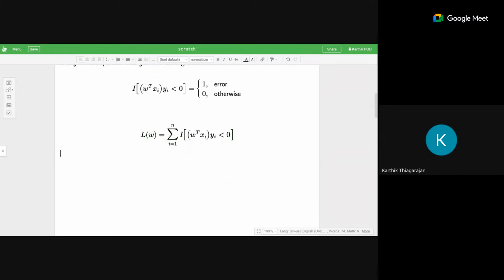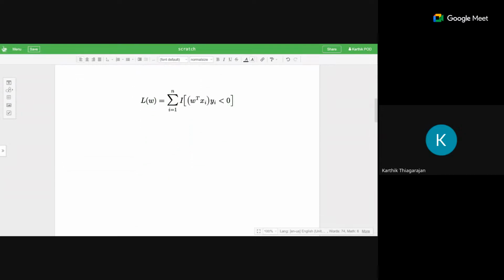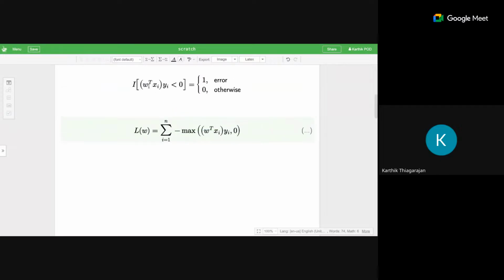So now there is a nice way of expressing this, right? So this is max of W transpose Xi Yi, comma 0, with a negative sign. Okay, so that's the error. Okay, this is max of W transpose Xi Yi.